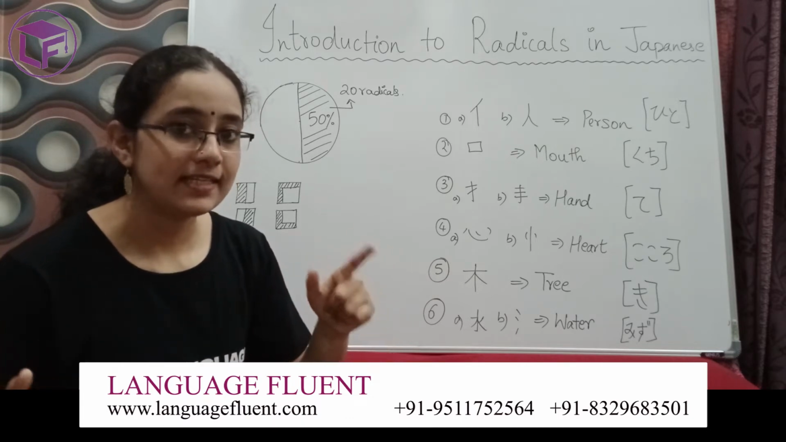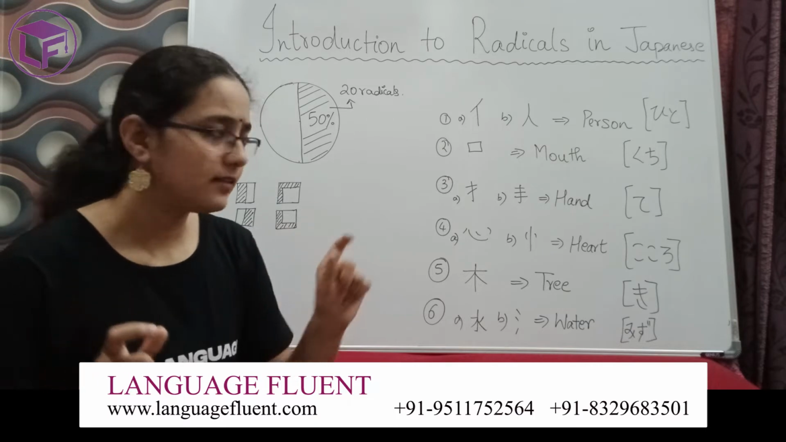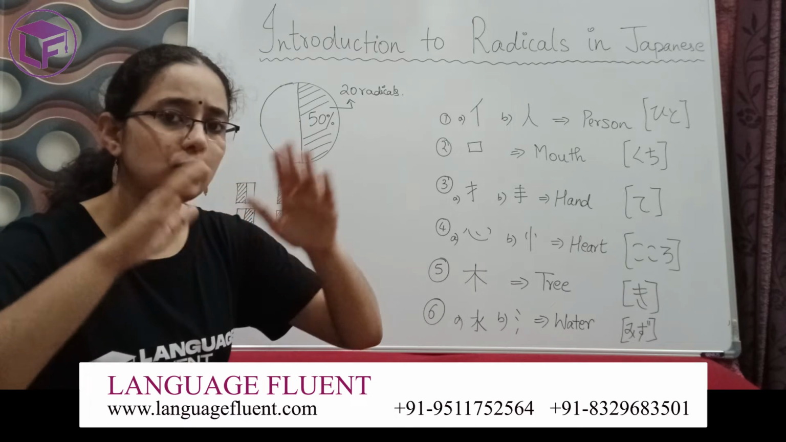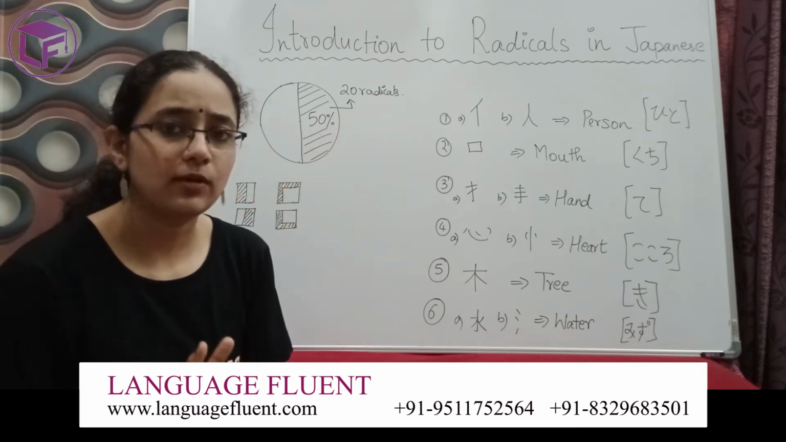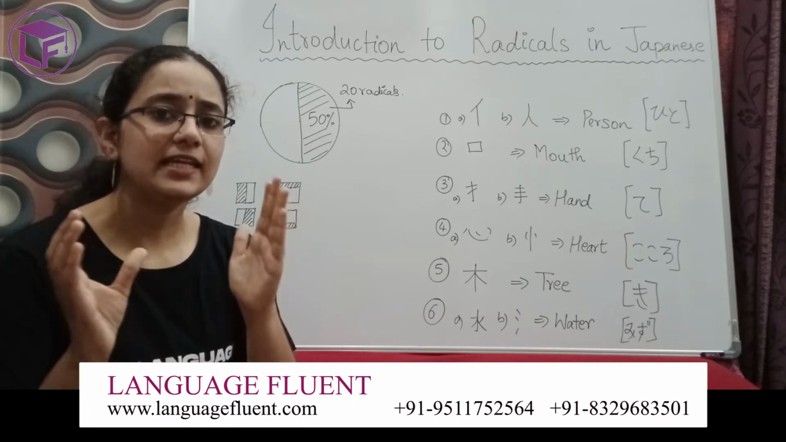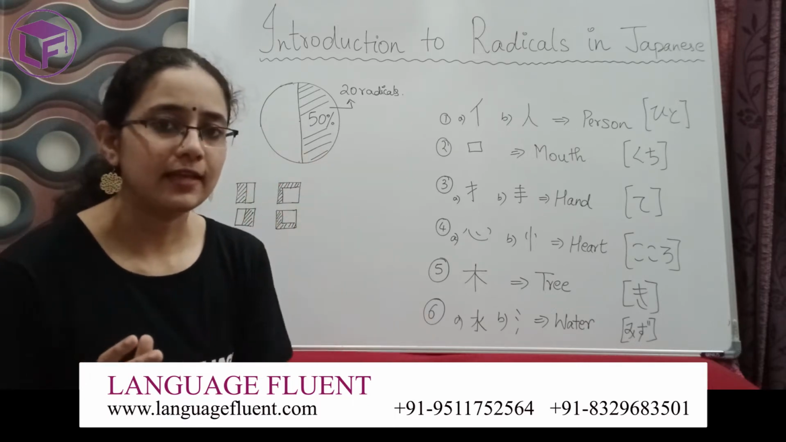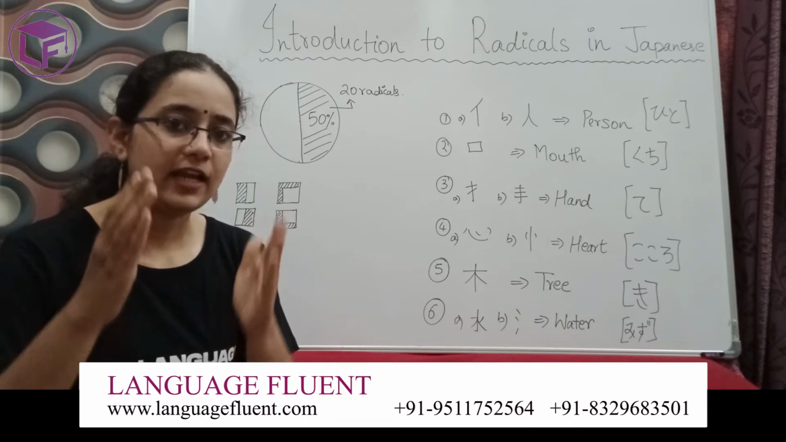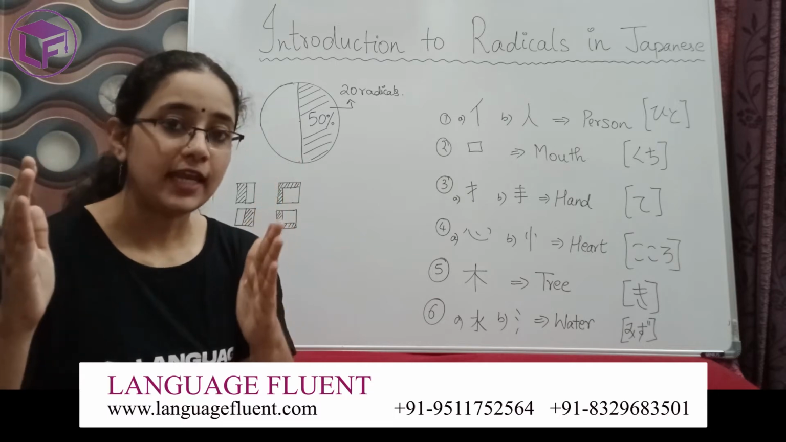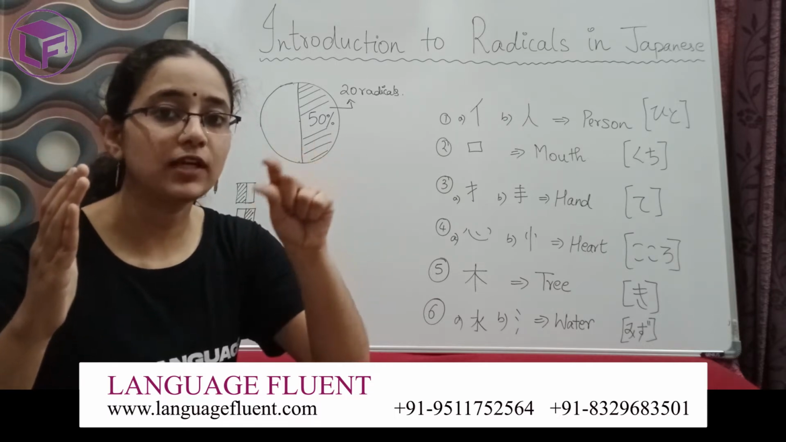But the bright side is that these kanjis are just made up of radicals. A radical has a particular meaning associated with it, and out of the 2,000 kanjis used on a regular basis, 50% of them have just 20 radicals in them. So if you know just 20 radicals and their meanings, you will be able to recognize the radical when you see a kanji, and you will also find that the meaning of the radical is somehow associated with the meaning of the kanji.